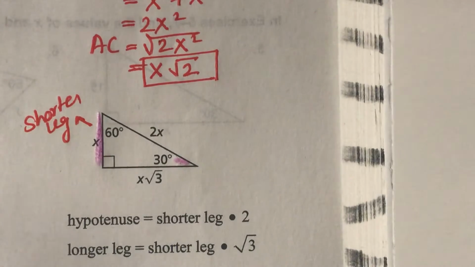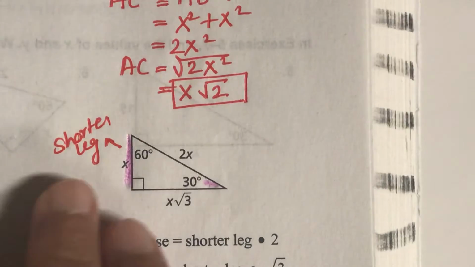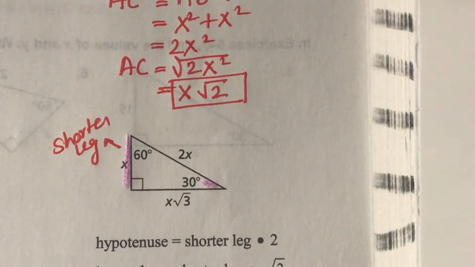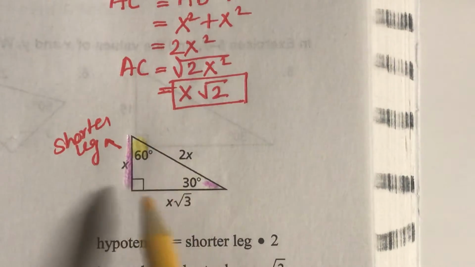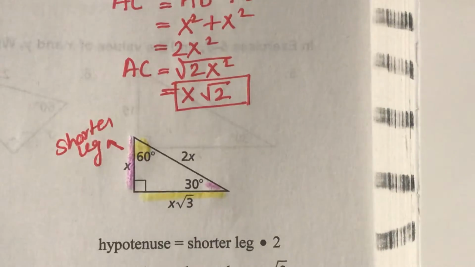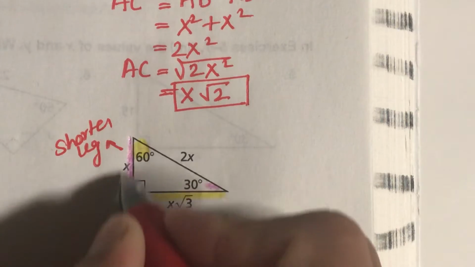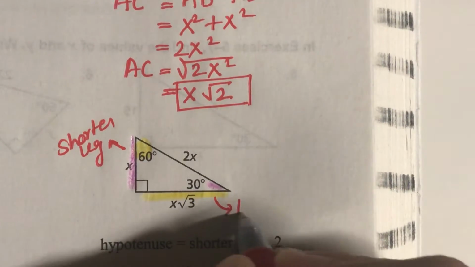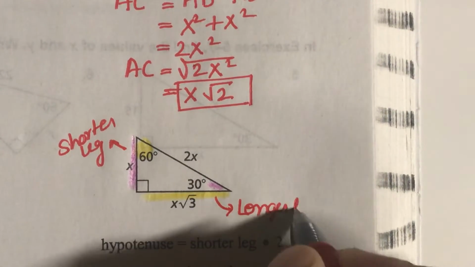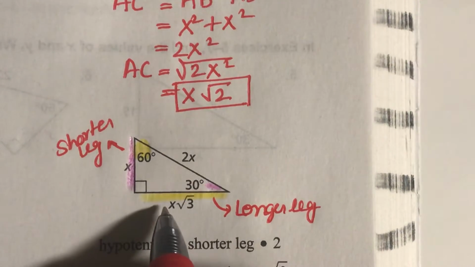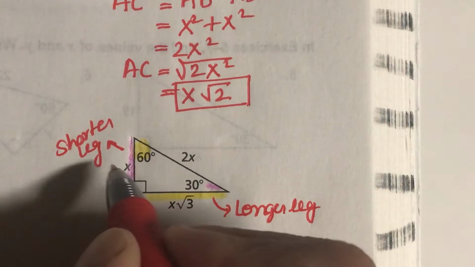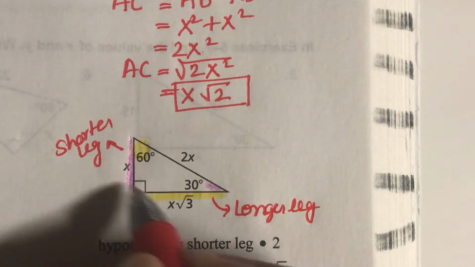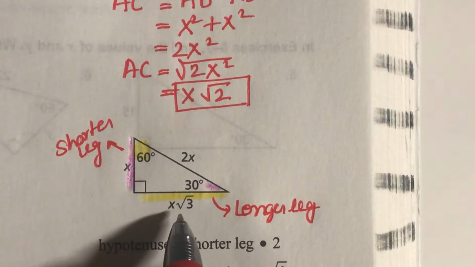If we assume that leg to be x, then the other leg, which is opposite to 60 degrees, is going to be x root 3, whatever the measurement of the shorter leg is. This is your longer leg. The longer leg is always the shorter leg times root 3. If this is 5, this is 5 root 3; if it is 10, this is 10 root 3, and so on. Just multiply it by root 3.